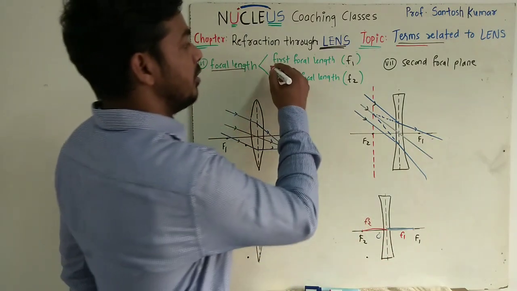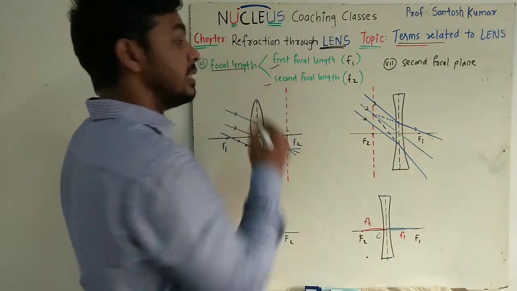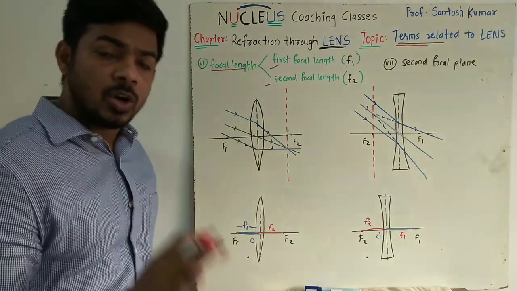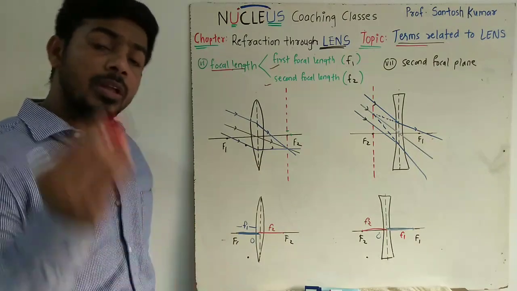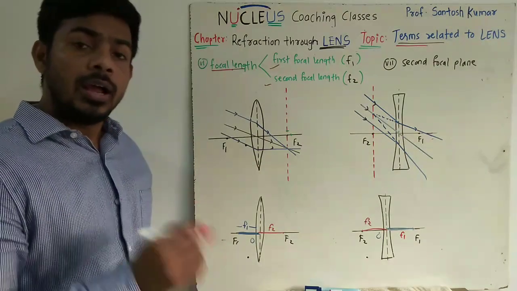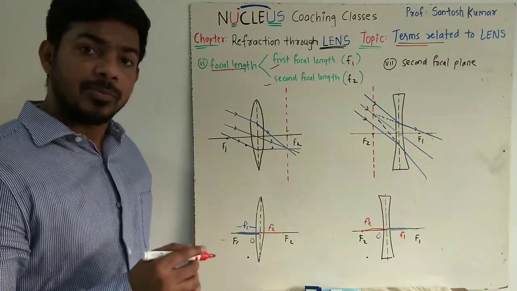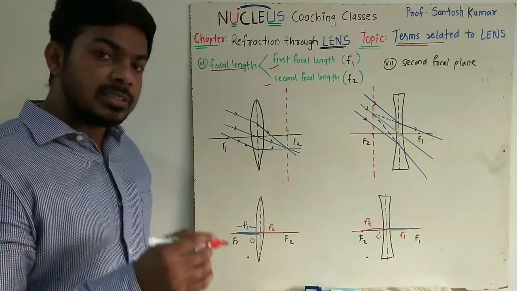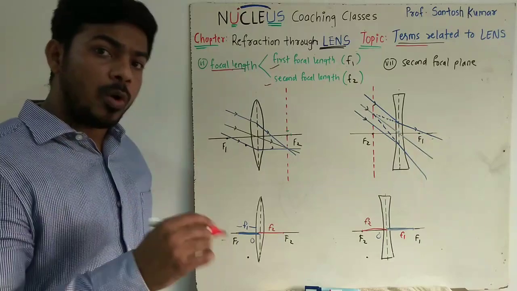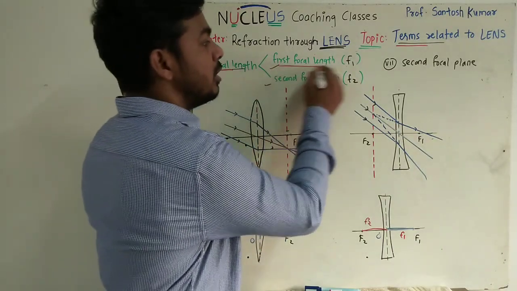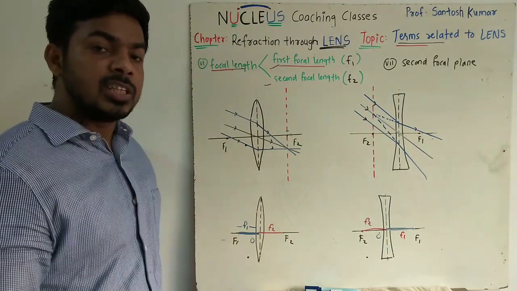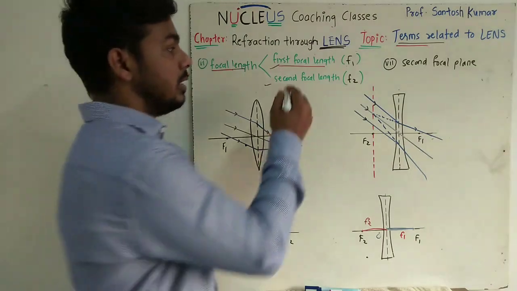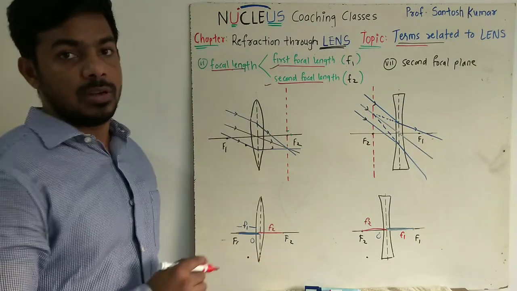So we studied the first focal length and the second focal length. Focal length for a lens, in short, is the distance between the optical center O and the principal focus f, and this distance lies on the principal axis. If it is the distance between O and f1, it will be the first focal length, and if it is the distance between O and the principal focus f2, it will be the second focal length.